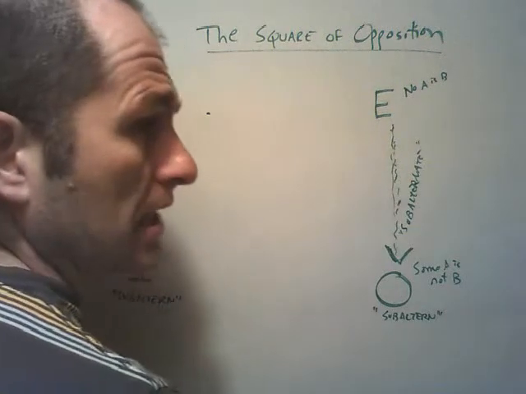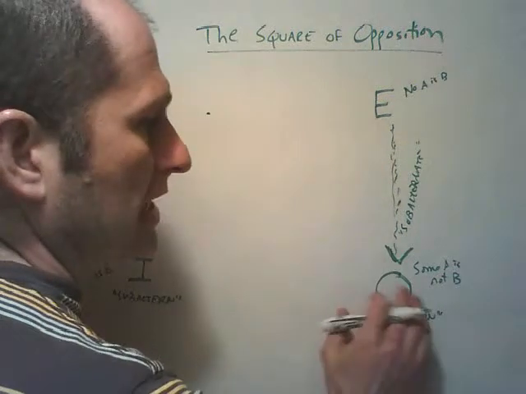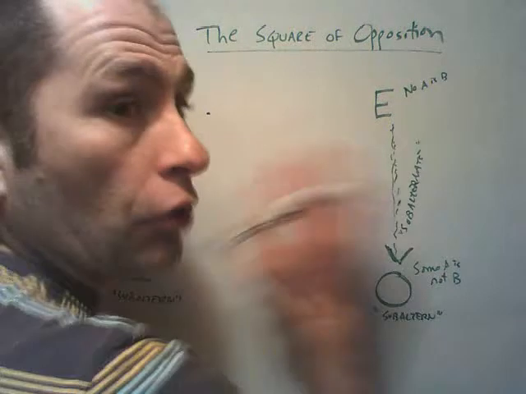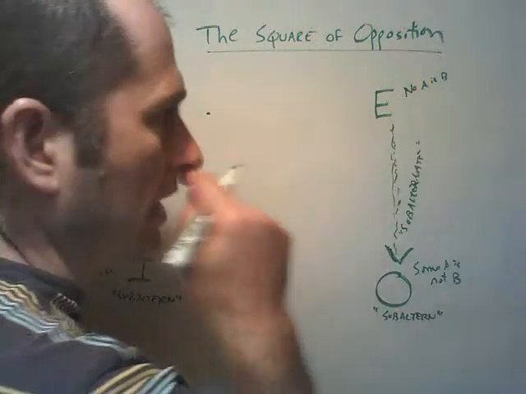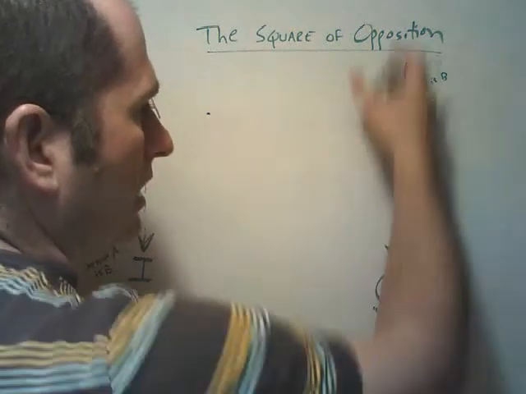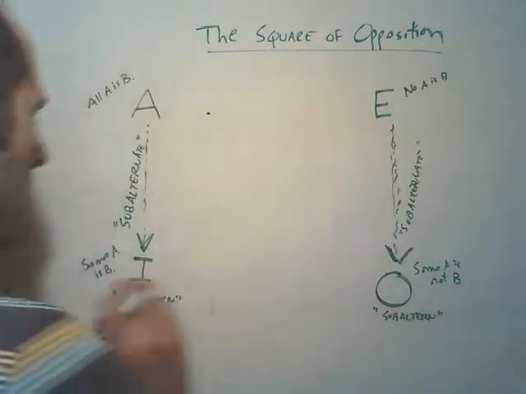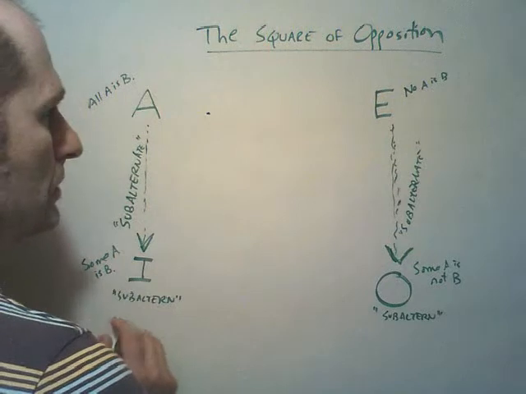Now what we cannot say, we can't let it go backwards. We can't say since some dogs are not opera singers, therefore no dogs are opera singers. We can't do that. But anyway, E stands to O, or O is under E, in a subalternate position, and I is under A in a subalternate position.